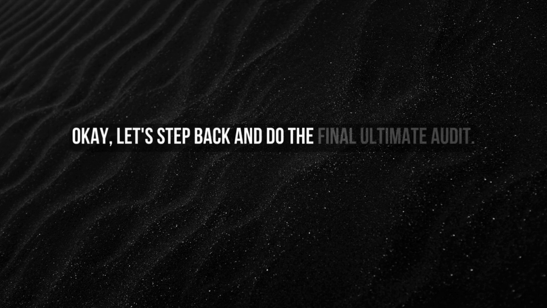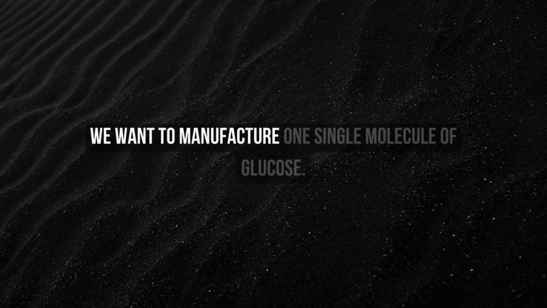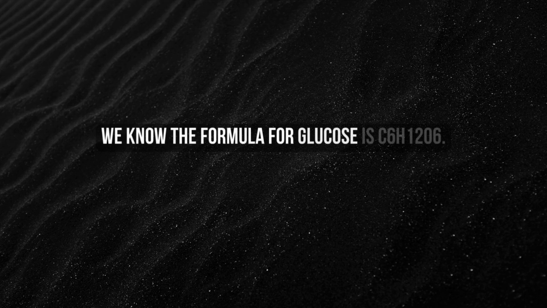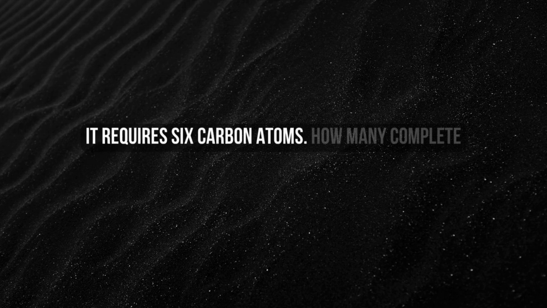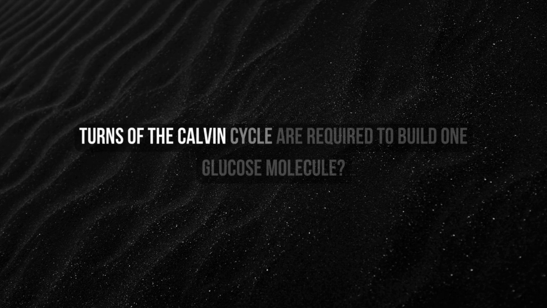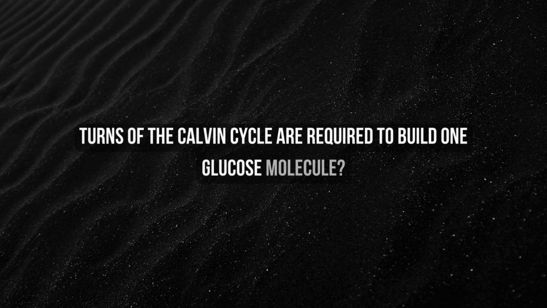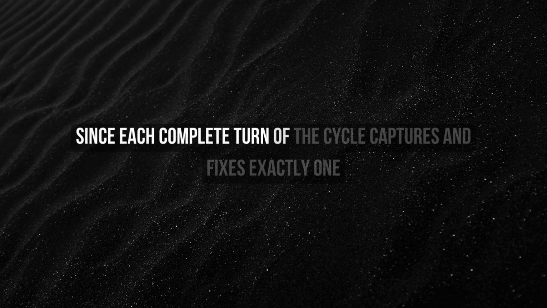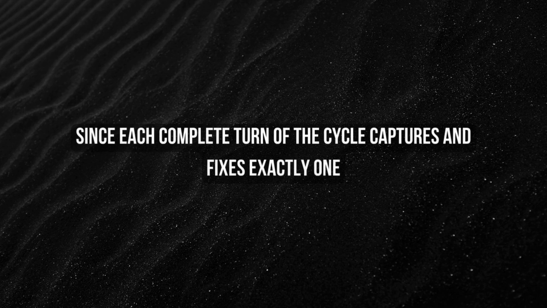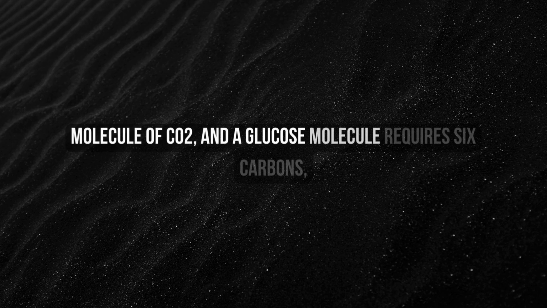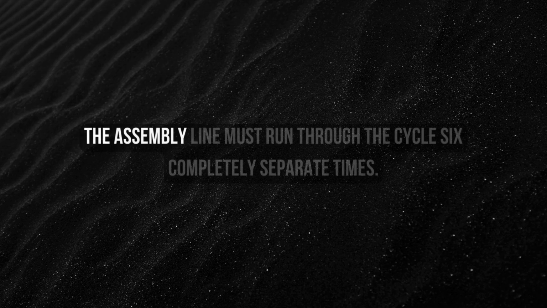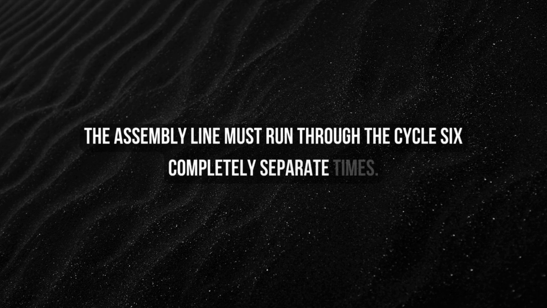Okay, let's step back and do the final ultimate audit. We want to manufacture 1 single molecule of glucose. We know the formula for glucose is C6H12O6. It requires 6 carbon atoms. How many complete turns of the Calvin cycle are required to build 1 glucose molecule? Since each complete turn of the cycle captures and fixes exactly 1 molecule of CO2 and a glucose molecule requires 6 carbons, the assembly line must run through the cycle 6 completely separate times.